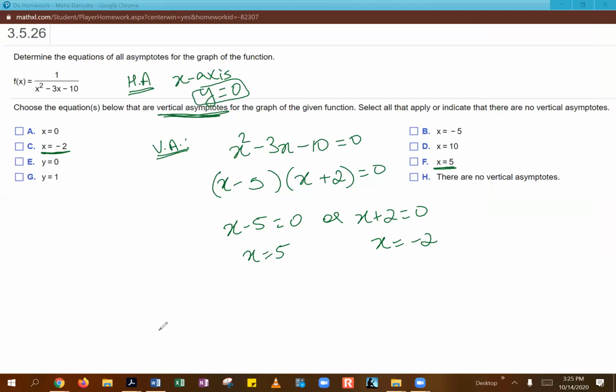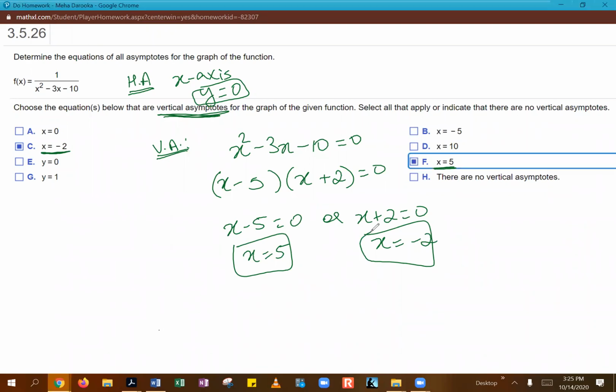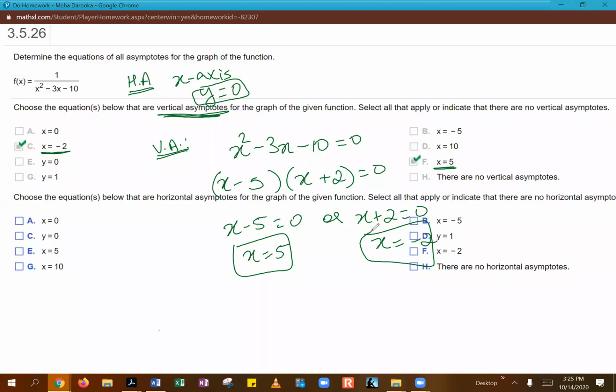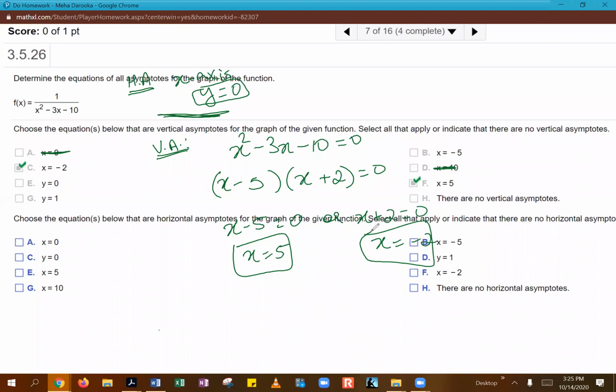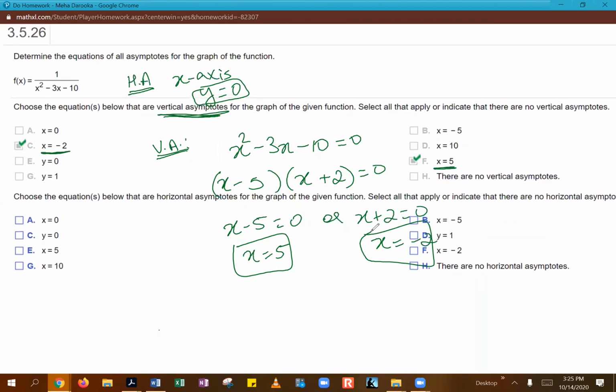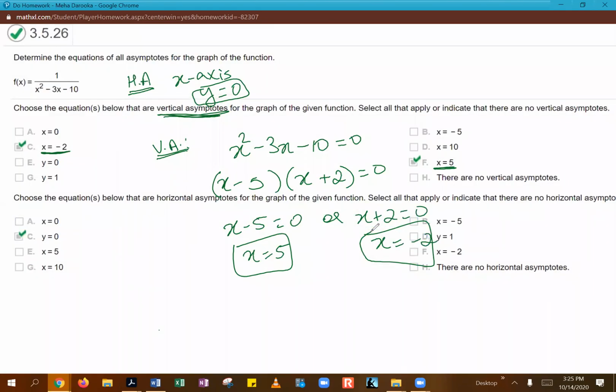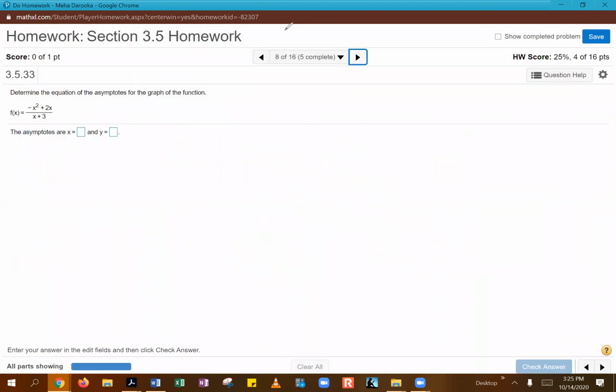So let's check these answers very quickly here. So -2 and +5 for the vertical asymptotes. And then they should actually give you a second option for the horizontal. Yeah, so now you can see for the horizontal asymptote, that would be y equals 0. So just be careful with that.